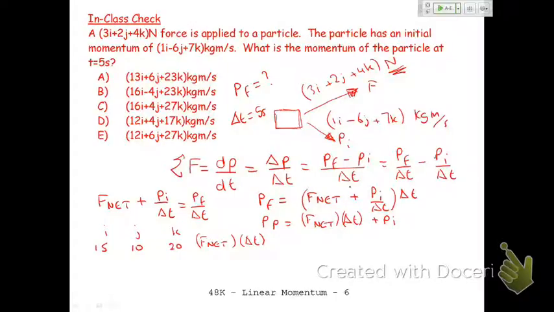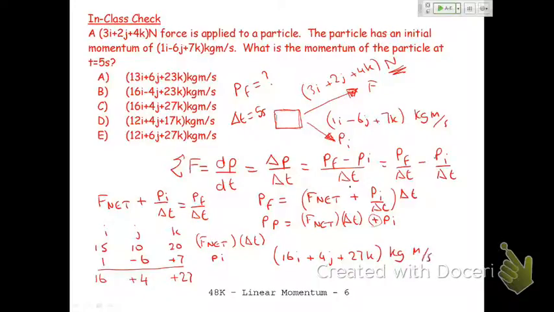And then plus PI. PI I was given. PI is 1 minus 6 plus 7, which equals 16. I'm adding them together. That says to add. So I'm adding them together. So that's 16 plus 4 plus 27. So I have 16I plus 4J plus 27K. And it's going to be in kilogram meters per second. And I think that's my answer.